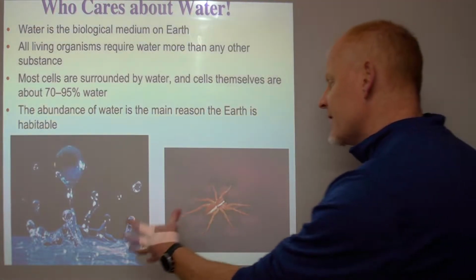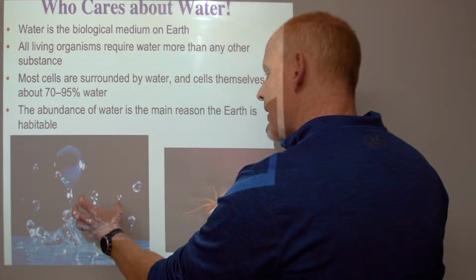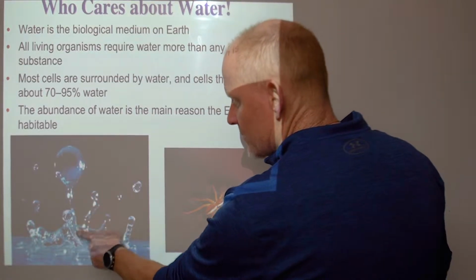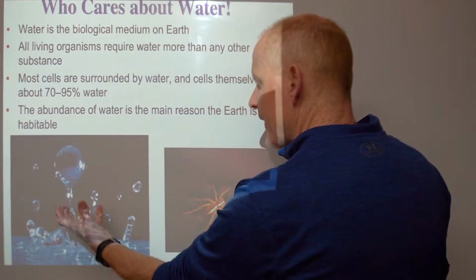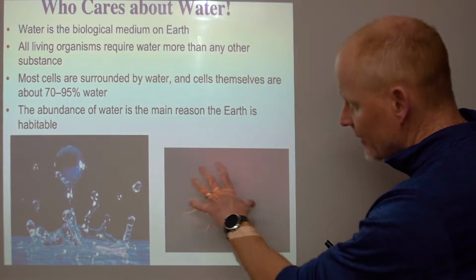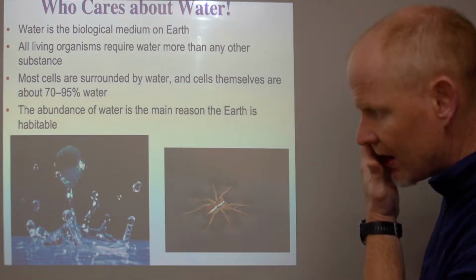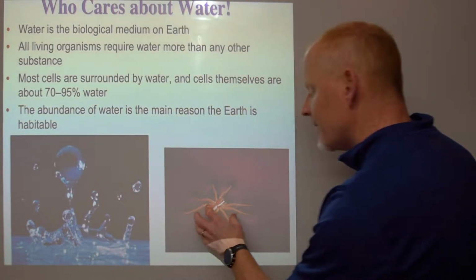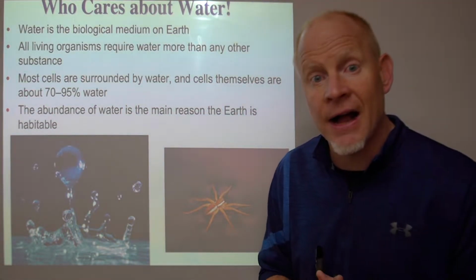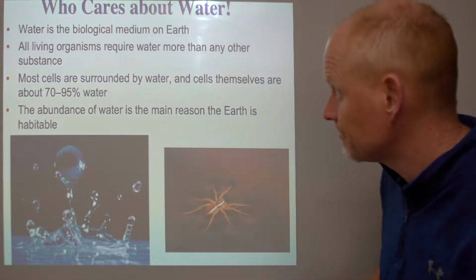So we got a couple pictures here, water droplets coming up off of the water surface. And notice that there are streams of water that are coming up, holding on to the droplet. And notice this spider is able to balance itself on the surface of the water. And these two phenomena occur because of hydrogen bonding, which we talked about last time.